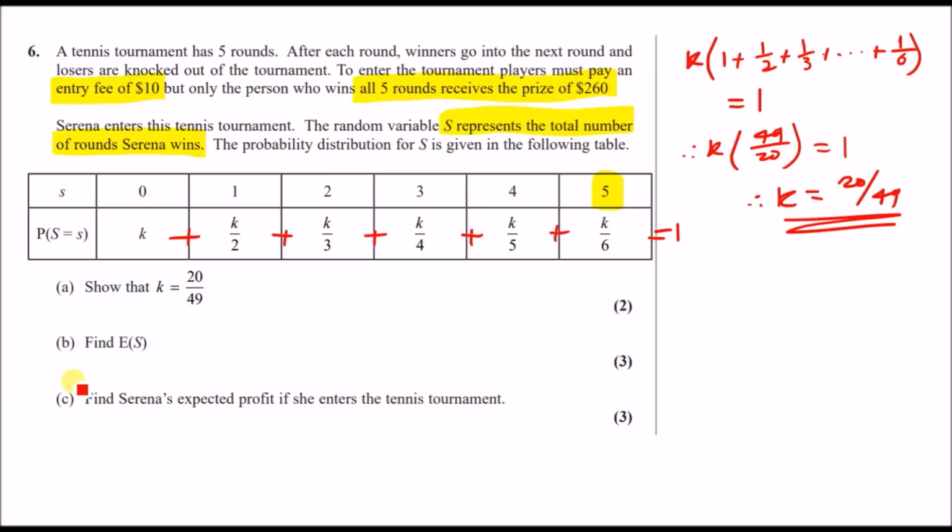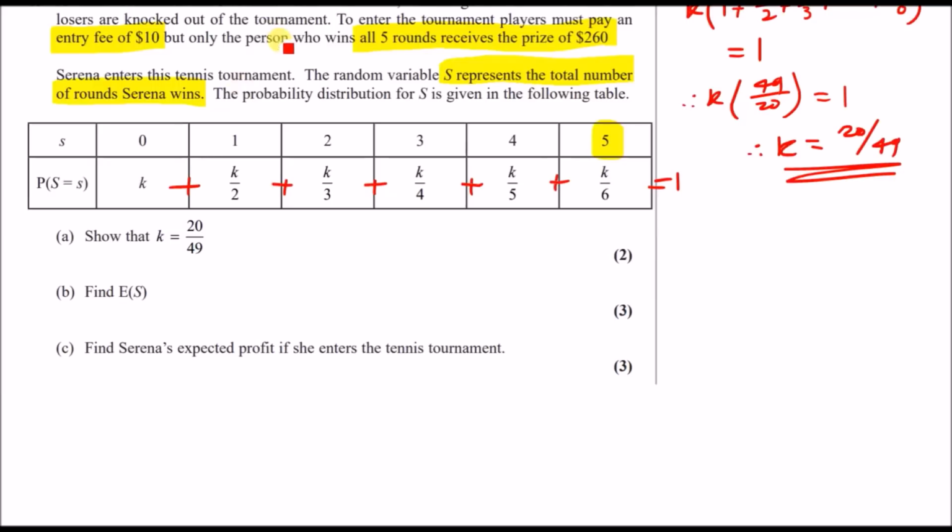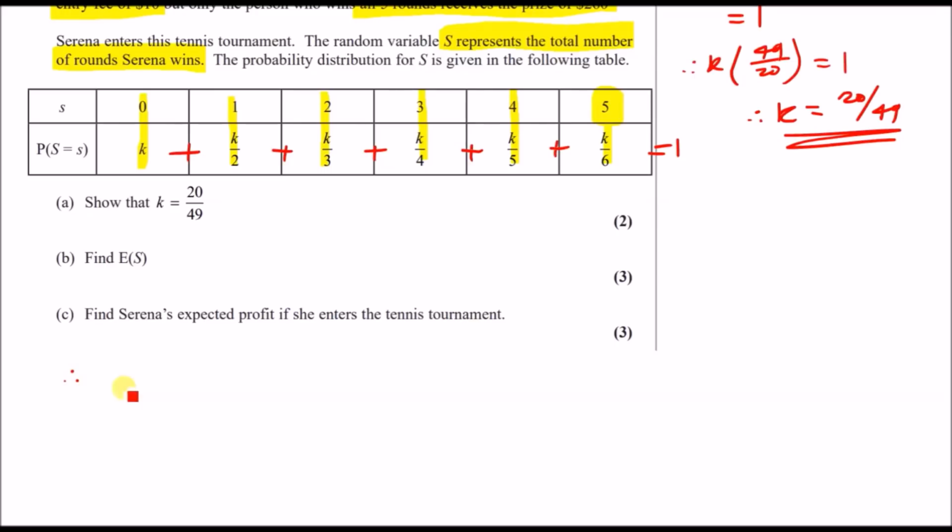Now, for part B, find E(S), in other words, the expected value of S. So expected value is just literally 0 times K plus 1 times K over 2, all the way across, and you sum them up after you multiply. So our actual general equation should look like this. The expected value of S is 0 times K, which is 0, plus 1 times that, which is K over 2, plus 2K over 3 and so on, up until 5 times that, so 5K over 6.